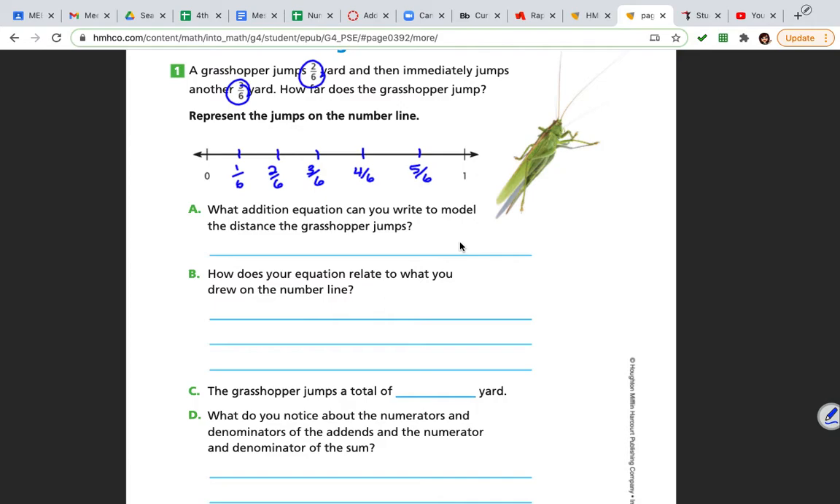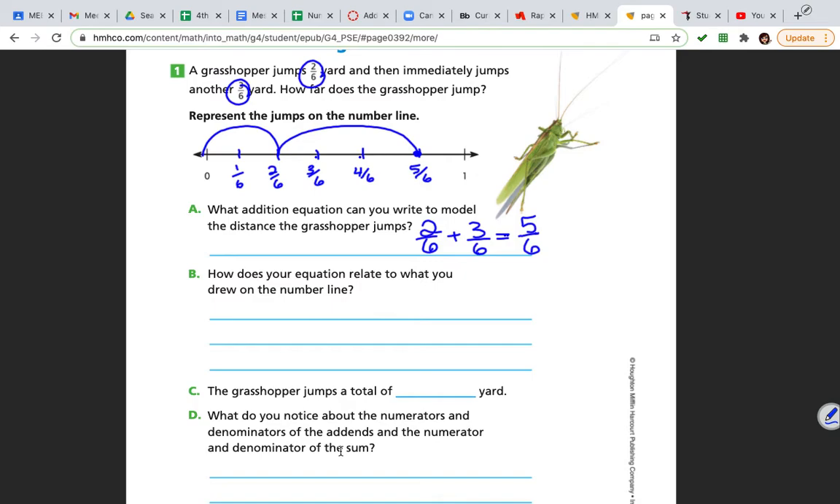So A says, what addition equation can you write to model the distance the grasshopper jumps? Well, we start at 0 and he jumps 3/6 yards and then immediately jumps another 2/6 yards. So he's going to do 1/6, 2/6, 3/6. So here's where he lands. So if we're going to do an equation, we would say 3/6 plus 2/6 equals 5/6.